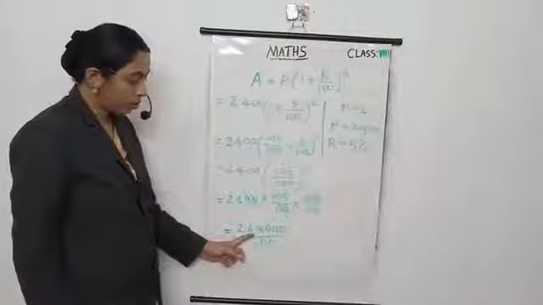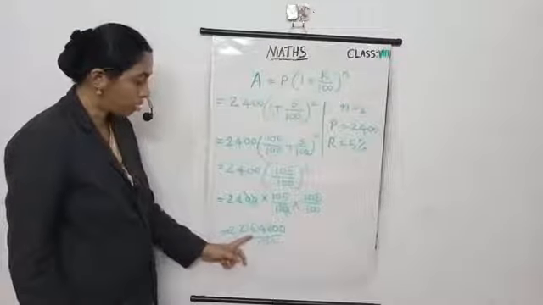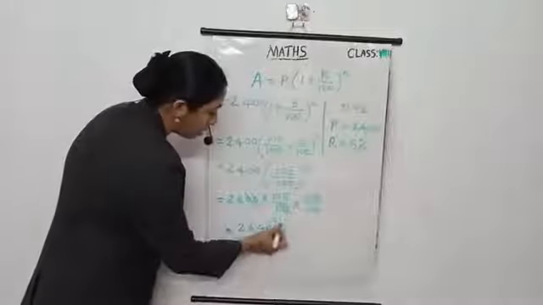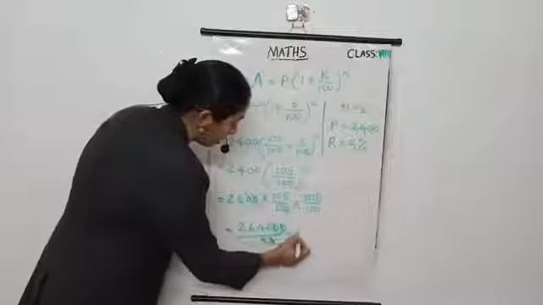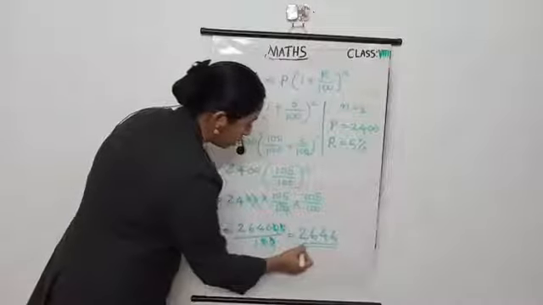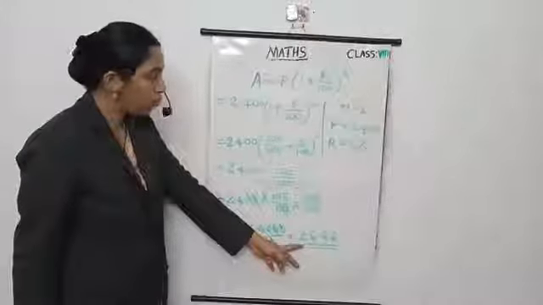We get 2,64,600 by 100. Now cancel this 0 and 0. Finally the answer is 2,646. So this is the amount paid after 2 years.